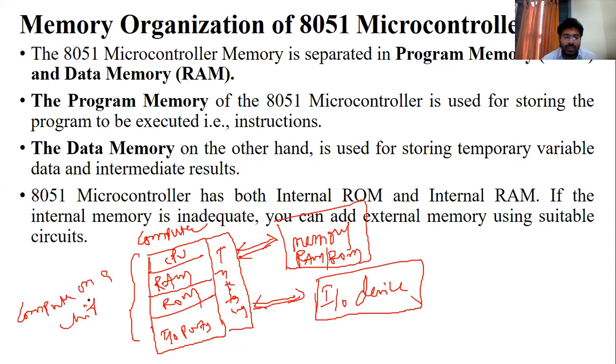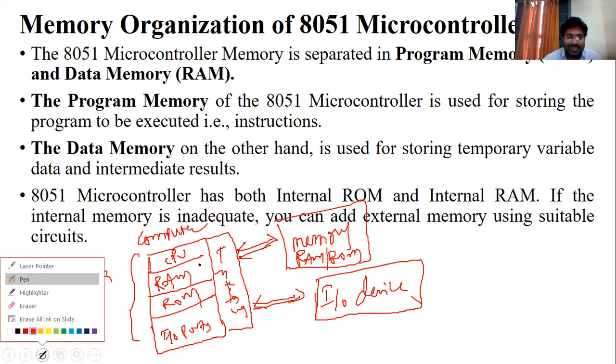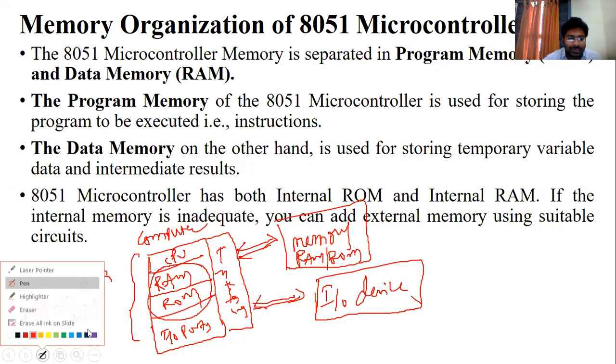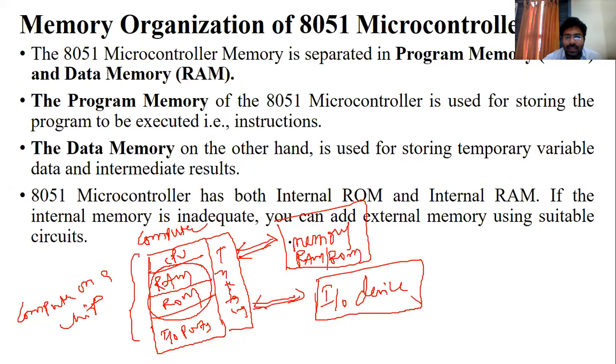Whenever you are talking about the memory organization of the 8051 microcontroller, we need to discuss both the internal RAM and ROM, and at the same time the externally connected RAM and ROM memories. First, we are going to discuss the internal, on-chip memory. Two types of memories are available on-chip: data memory and program memory.